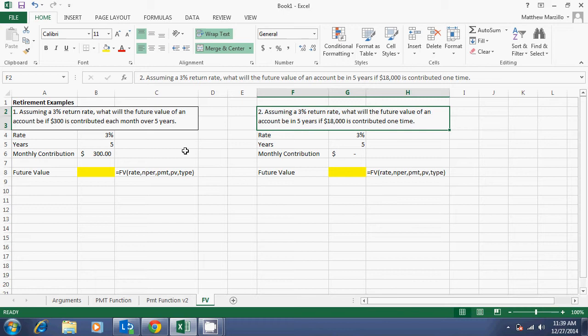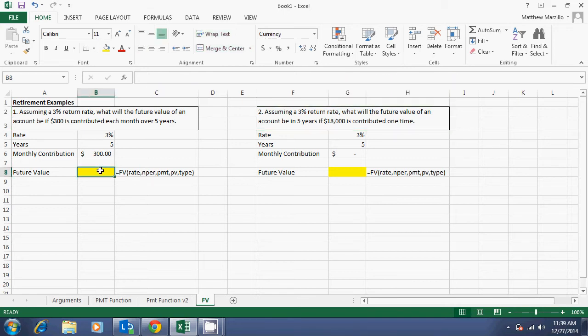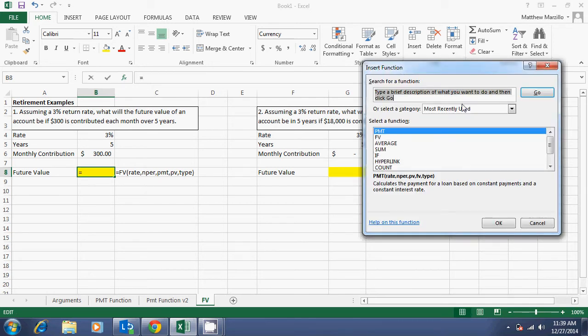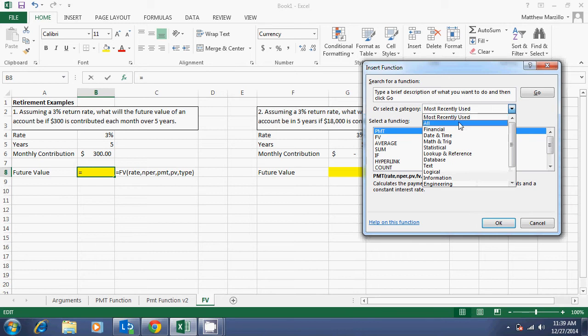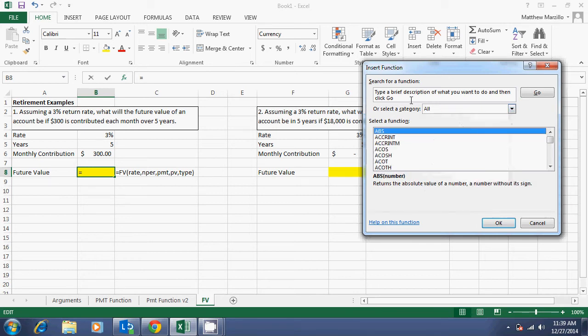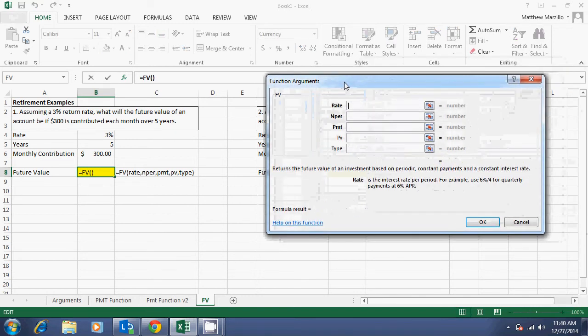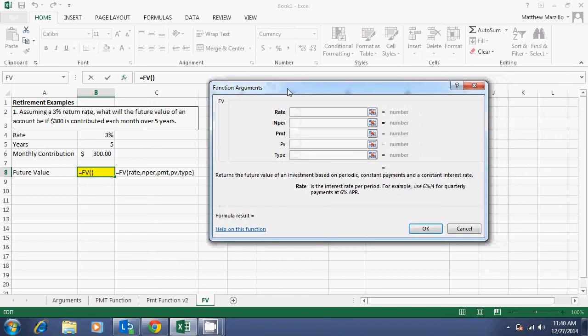So let's go ahead and start with the first question. We're in cell B8, and we're going to handle this the same way we handle the payment function. We're going to go up to the insert function tool here, this wizard. We're going to go to All, not most recently used, All, and search for FV. We're going to click Go, and there FV is sitting right up there at the top. Highlight that, click OK, and now we just have to plug in our arguments here, right?